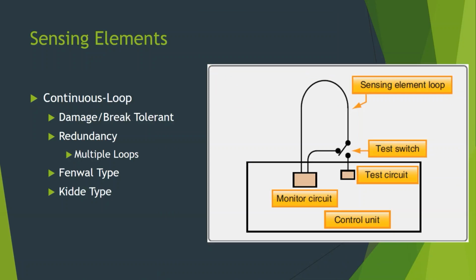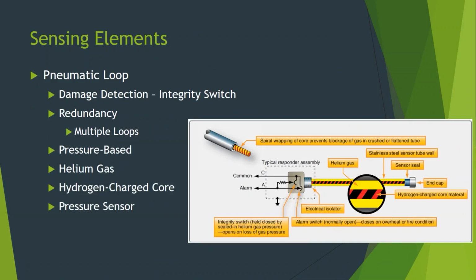Okay. So again, back to that setup. We also have pneumatic loops I was talking about, where it's essentially a tube filled with a gas. Here they use helium gas. There can be others, okay? But what happens here is they're pressure-based, and so there is what's called a hydrogen-charged core with helium gas. When these get hot, that hydrogen core material releases hydrogen gas into the helium. Now you have more gas trying to take the same space, and that will cause a pressure increase inside the loop.